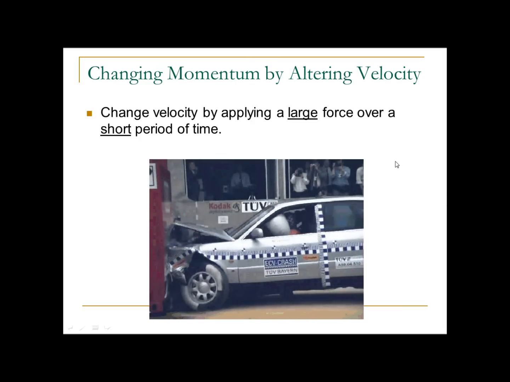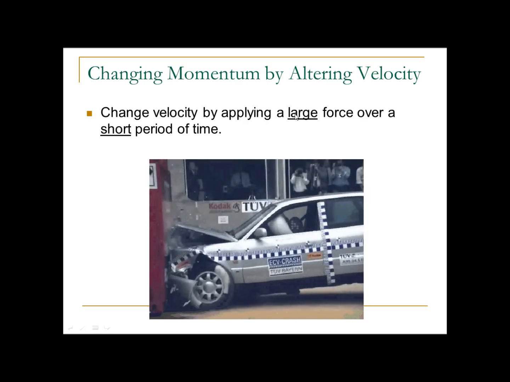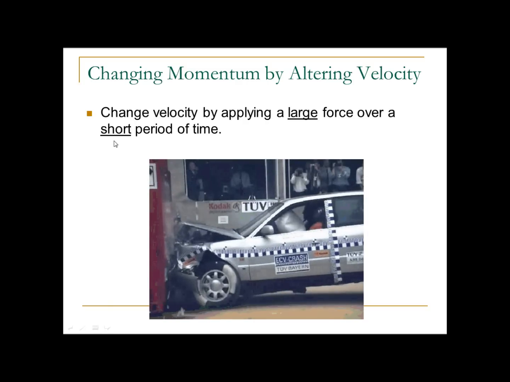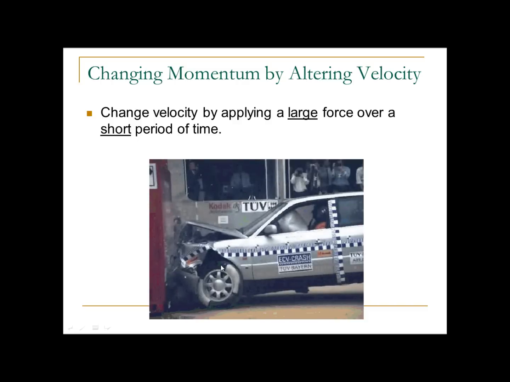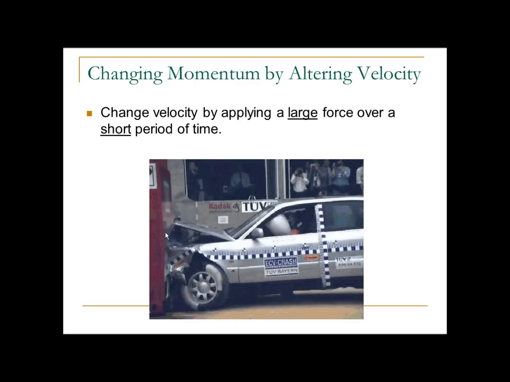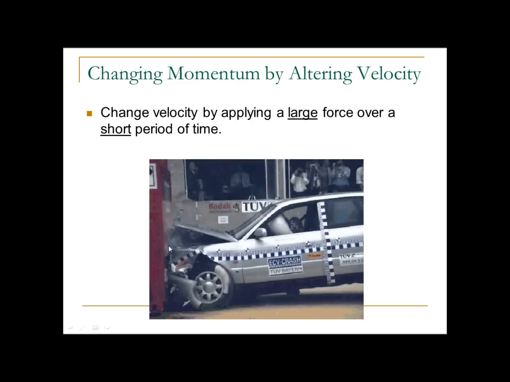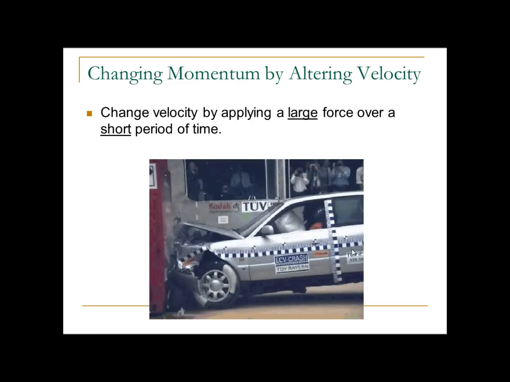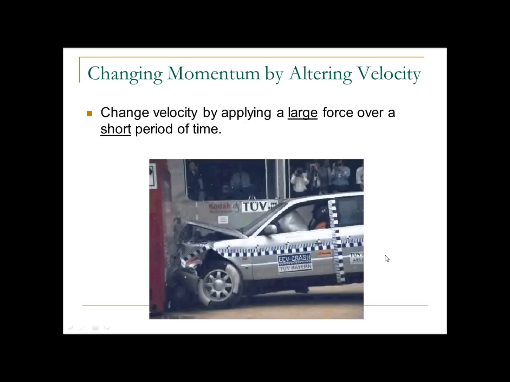One way you can change the velocity is applying a large force over a short period of time. That would be your typical car crashes. What you'll notice is this is in slow motion, and in slow motion, you know that car crashes happen in an instant. You see that a force is applied by this wall on this car. So a large force stops the car. The car was initially going a certain speed. Now it's stopped. That's a change in velocity, a change in momentum. And we apply a large force in a short period of time.